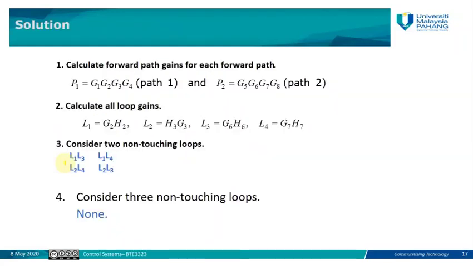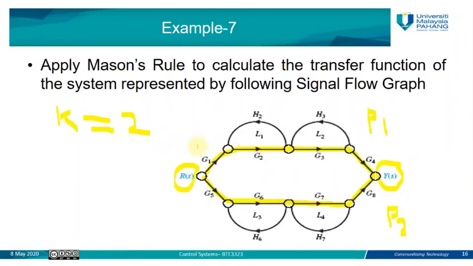We now need to define what P1 and P2 are, what delta 1 and delta 2 are, and what the value of delta is. In order to find P1 and P2, we need to know the gain of forward path number 1 and the gain of forward path number 2. The gain of forward path number 1, if we go here, is the product of all gains of the path. So here we have G1 times G2 times G3 times G4.